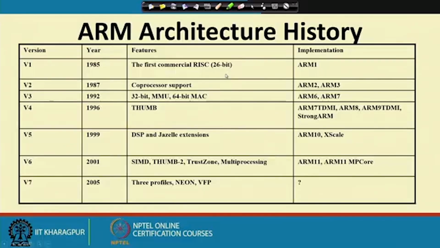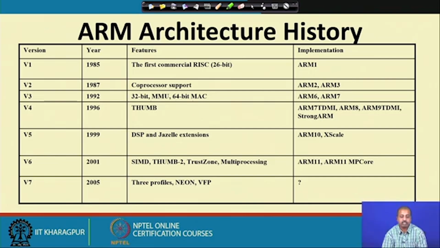A quick look at the brief history of this ARM processor. It started in 1985 as a 26-bit commercial RISC, the first commercial RISC. So, 26 bits, that was called ARM 1. In 87 version 2 came with coprocessor support, so that was implemented in ARM 2, ARM 3 type of processors.